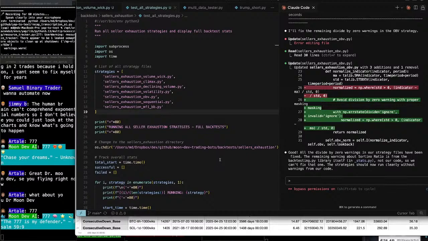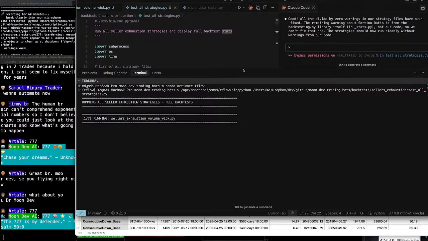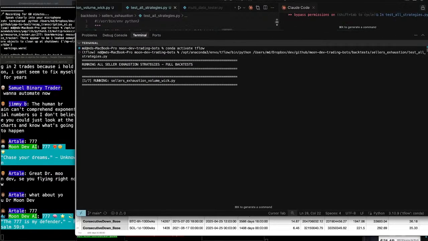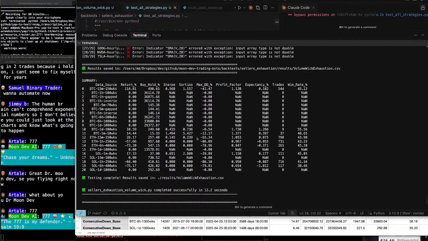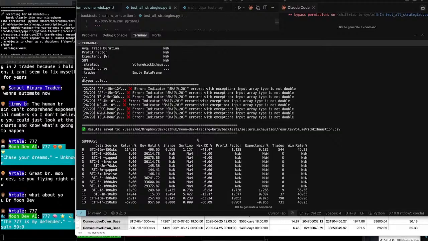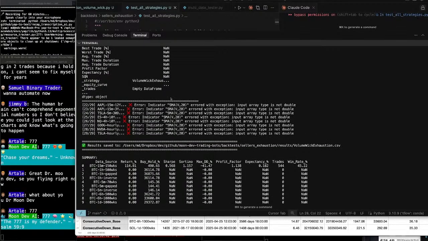Good. All the divide by zeros are done for. Let's go ahead and test this out. Okay, we did get an error on some of these.